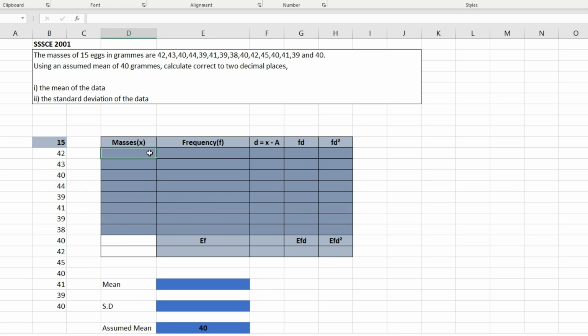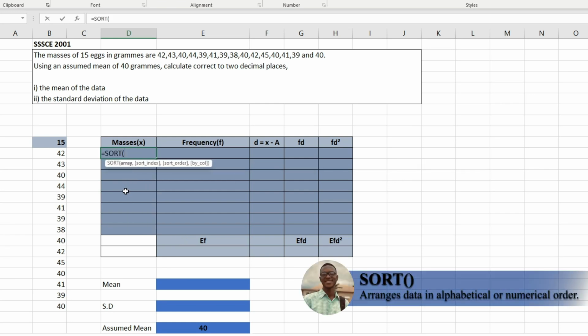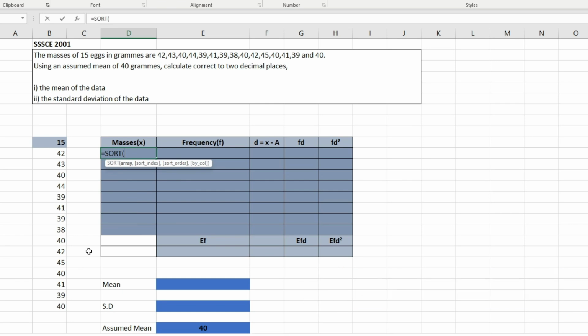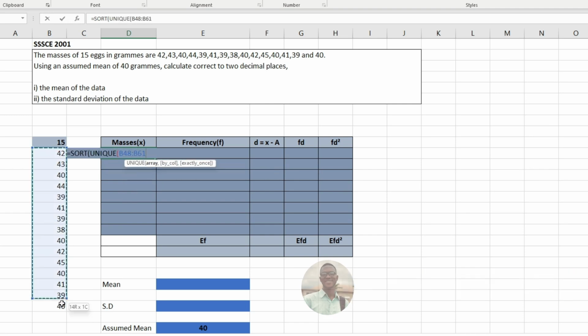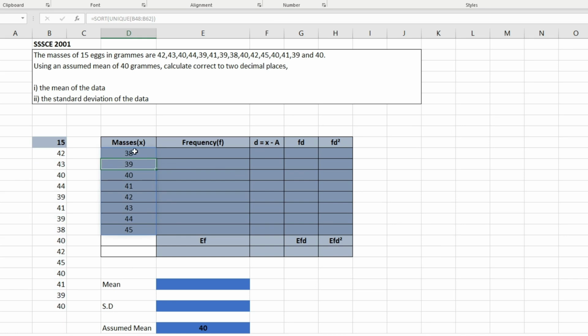Over here, I need to arrange them in order, and I also need to make sure that I get all the values. So I'm going to use a SORT function here. So SORT, and then the UNIQUE function will go through this array, these set of numbers, and select each of them in a unique form. So I'm going to use a UNIQUE function inside the SORT function. My array is this one here. Then I need to close my UNIQUE function, and then I can close my SORT function. When I press enter, automatically you get to realize that we have 38, 39, 40, and all these numbers found in here. Alright, so now that we have our masses, we need to work on our frequency.